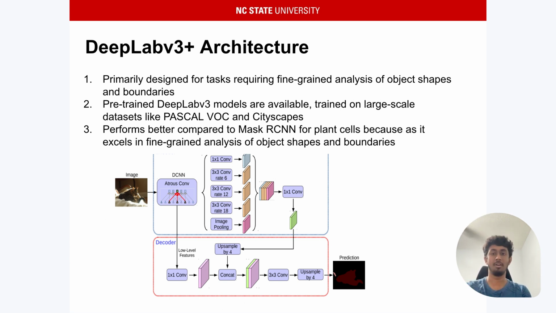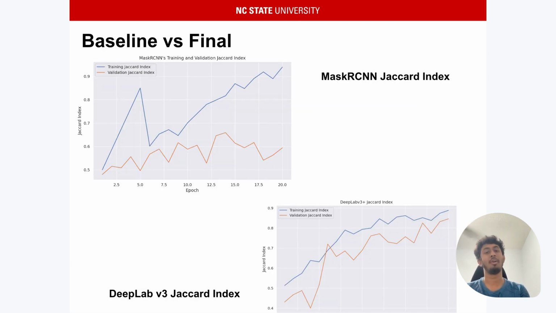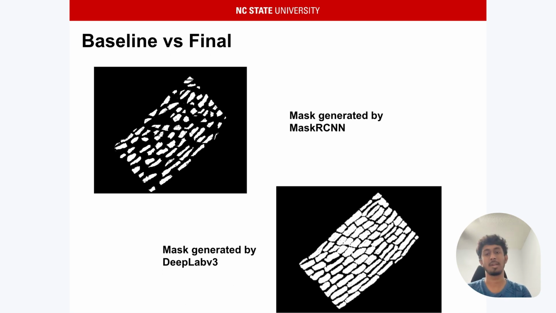So after building these two models on our data, this is how our performance will be. The Mask RCNN is getting overfitted, as we can clearly see the validation curve is going way below when compared to the training curve. And in DeepLab V3 it is converging, so we can clearly see that the model is built in a proper way. And this is how the segmentations looked.